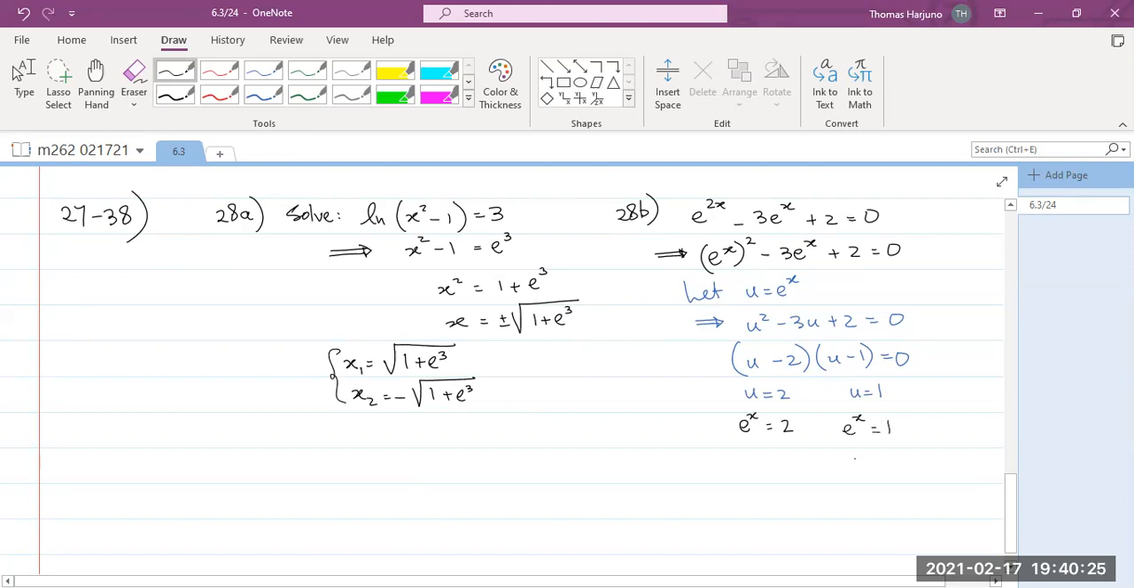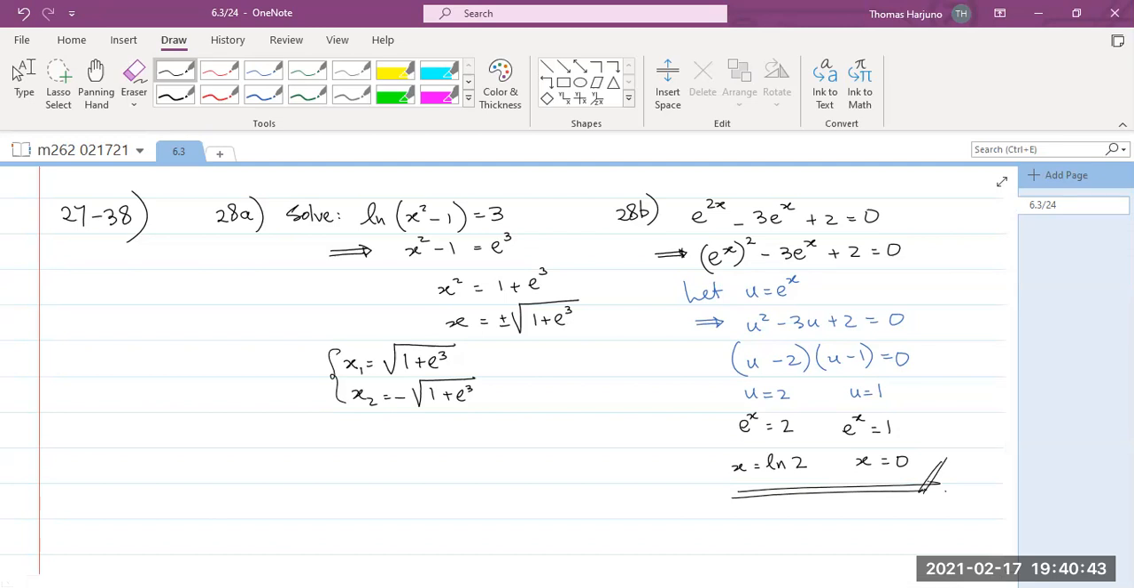Well, e to the x equals 1 means x equals 0, right? E to the 0 is 1. But for this one here, x will be natural log of 2. So it's actually a quadratic-like equation, but they sneak in an exponential function.